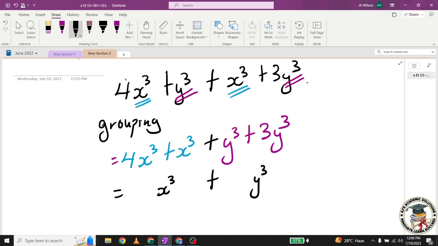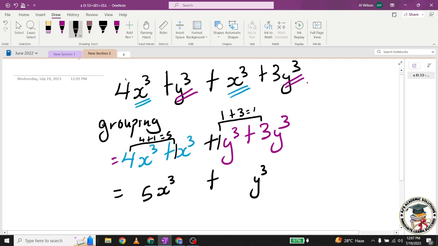Now we need to look at what we have set up as the coefficients. Like I explained in an earlier video, whenever a letter doesn't have a number in front of it, that number is 1. So this is 1x cubed, and here is 1y cubed. Our coefficients would be 4 plus 1, which is equal to 5. So we have 5x cubed, and then we have 1 plus 3, which is equal to 4, so 4y cubed. Our final answer is 5x cubed plus 4y cubed.